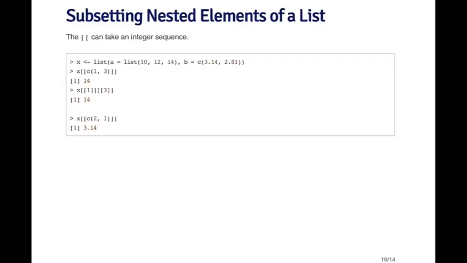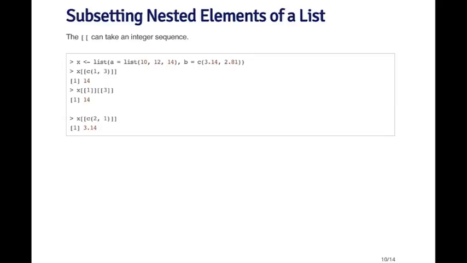Now, the double bracket operator can take an integer sequence rather than a single number. And the way you can think of this is that it kind of recurses into the list. So if you look at this current list I've got here, with the first element A is another list which has elements 10, 12, and 14. So suppose I wanted to extract the number 14. Well, that's really the third element of the first element, right? So it's the third element of the list, which happens to be the first element of the other list.